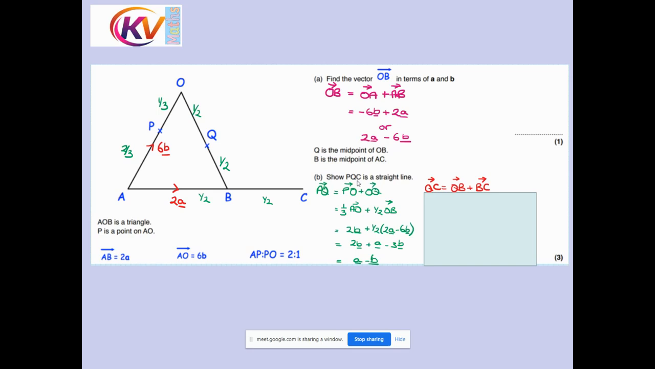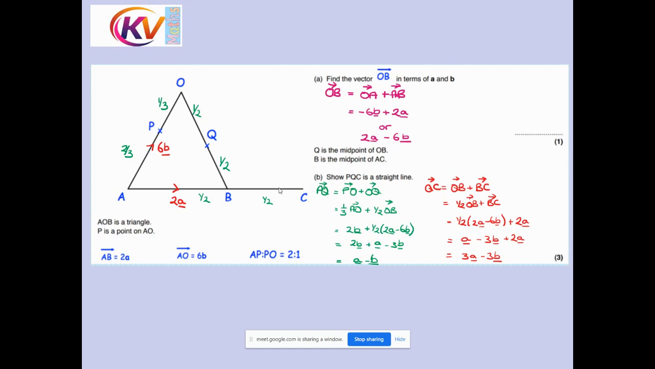So if we know QB, hopefully you've spotted that that's going to be the same as OQ, which is a half of OB, which you worked out on the previous bit there. So it's a half of OB plus BC. Half of OB was a half of what we worked out in part A again, the same as this bit here. And BC, because we know this was the midpoint, this was half of AC, we know this bit here between B and C is also 2A. So again, if we expand our brackets, we'll end up with A minus 3B and then add the 2A on the end, giving us 3A minus 3B.